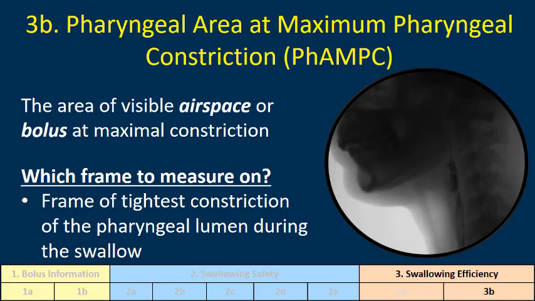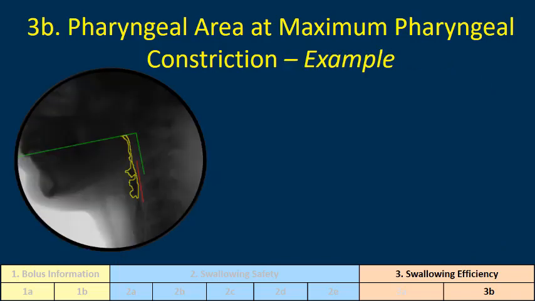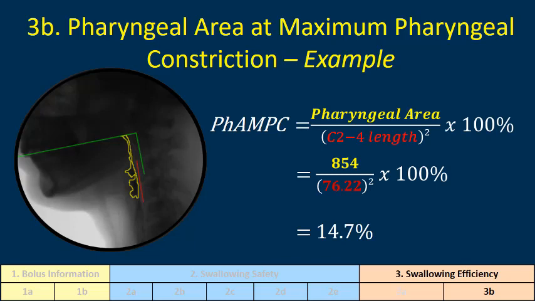Now let's apply these measures. First, we determine the frame of maximum pharyngeal constriction as seen in this image. We then trace the remaining unobliterated area of bolus and airspace. You can see the traced area highlighted in yellow, bound by the green line at the top of C2. The C2-C4 cervical spine length is also traced and highlighted in red. These values are inputted into the formula to calculate the pharyngeal area at maximum pharyngeal constriction, which for this case is 14.7%.